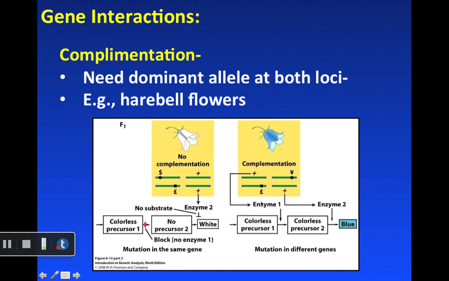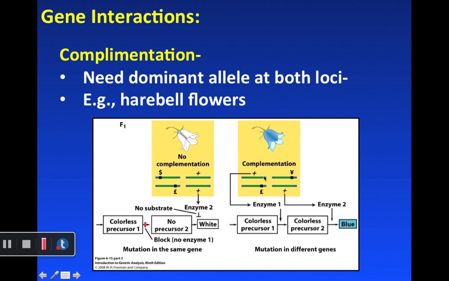So here's the situation in these harebells. Again, to produce blue flowers, like we see toward the right here, there are 2 colorless precursors that are produced, so just 2 molecules that are colorless. Colorless precursor 1 is converted to colorless precursor 2 as long as enzyme 1 is present. Colorless precursor 2 is converted to the blue pigment as long as enzyme 2 is present.